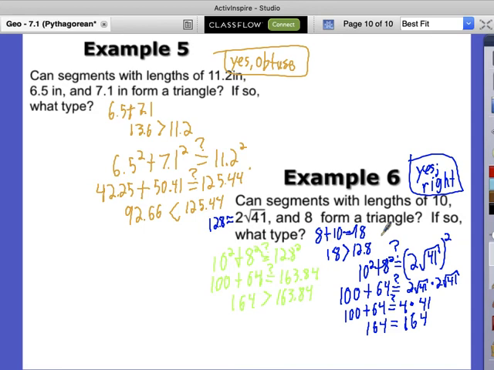Okay. I'm going to holster that, and we're going to get to our homework here.